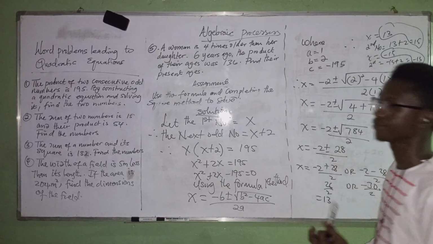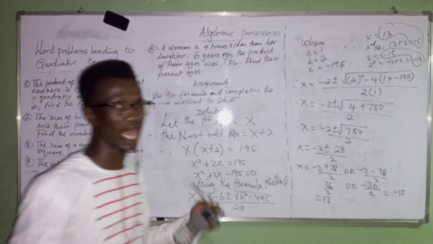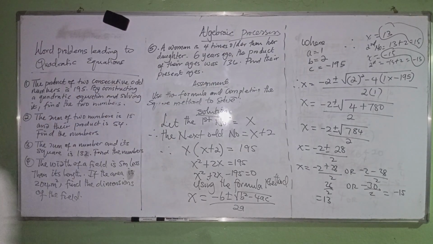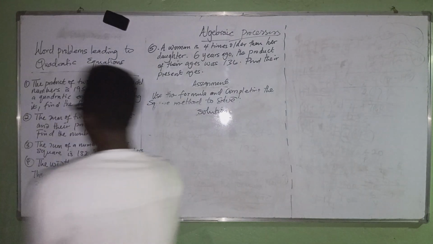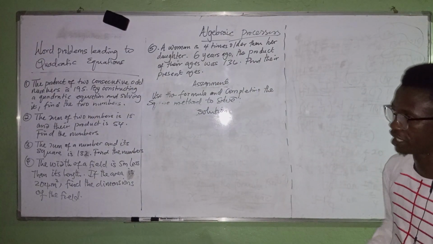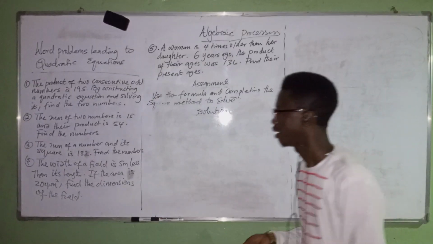Okay? So forget about the signs. So the two numbers will be 13 and 15. They can either be both. So let's look at the next one. Number 2 problem says the sum of two numbers is 15 and their product is 54. Find the numbers. Very simple.